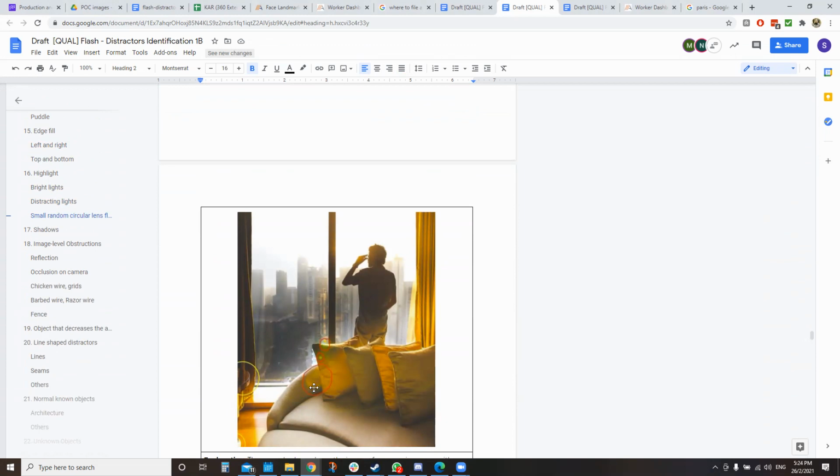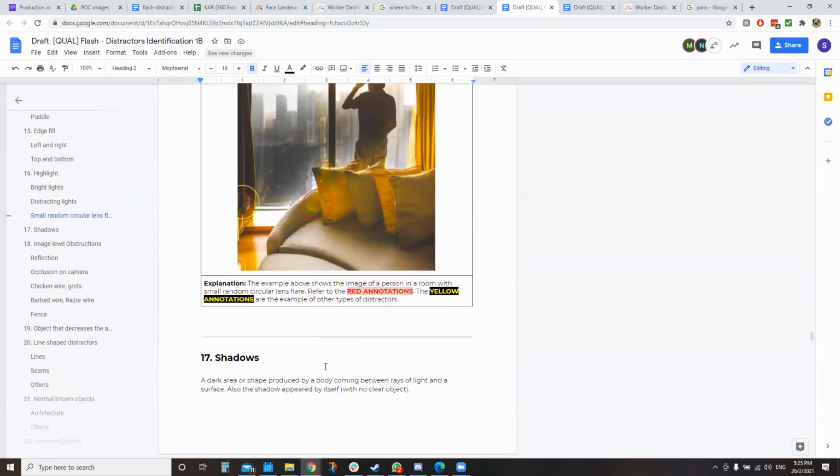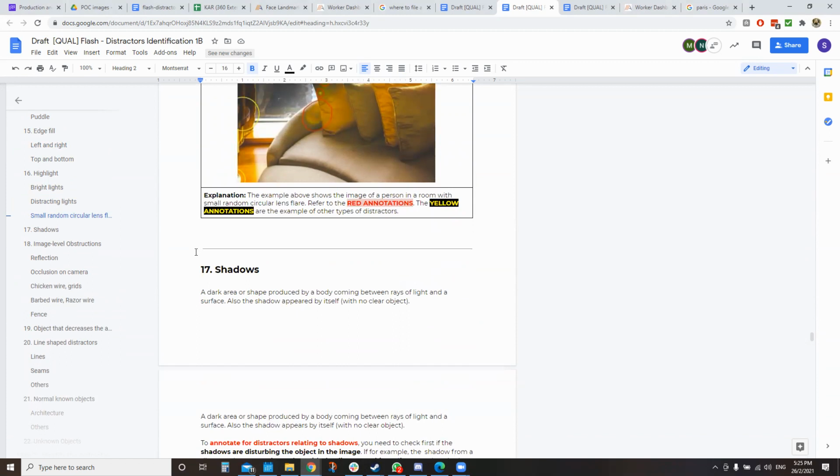Sometimes in some of the pictures, there might be some things on the lens of the camera also. So those things should also be labeled. Okay. Understand? And then here you have shadows.